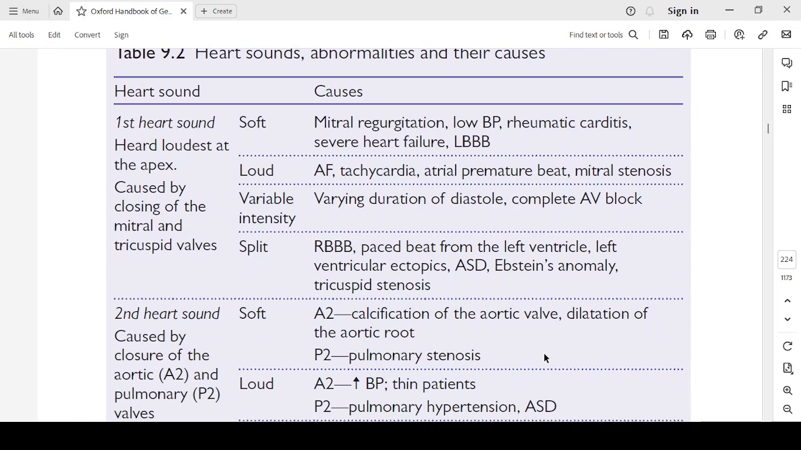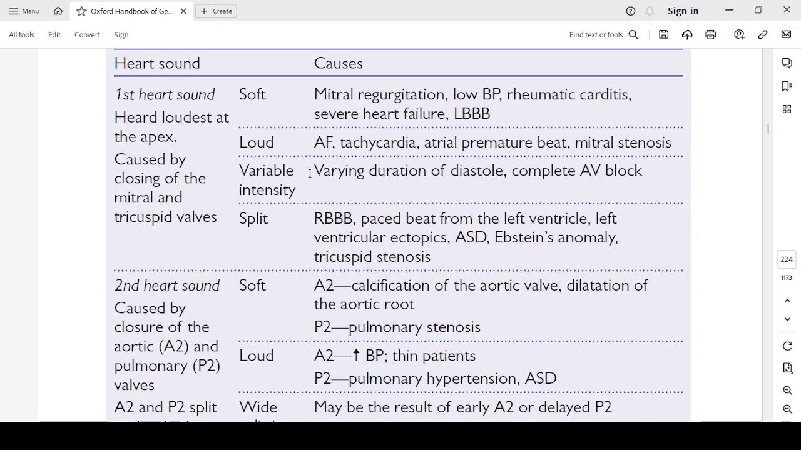Heart sounds, abnormalities and their causes. First heart sound, heard loudest at the apex, caused by closing of the mitral and tricuspid valves. The first heart sound is soft in mitral regurgitation, low BP, rheumatic carditis, severe heart failure, and left bundle branch block. Loud in atrial fibrillation, tachycardia, atrial premature beats, mitral stenosis. Variable intensity, varying during the duration of diastole, in complete AV block.